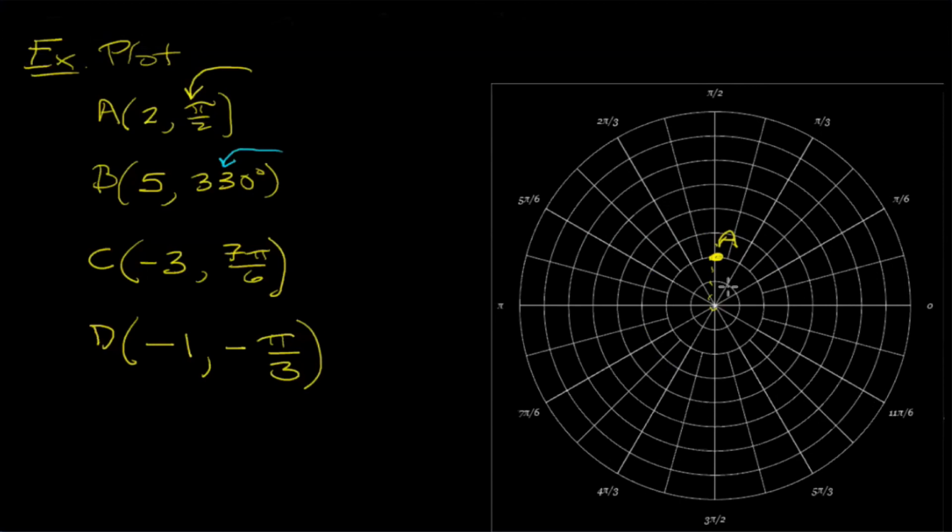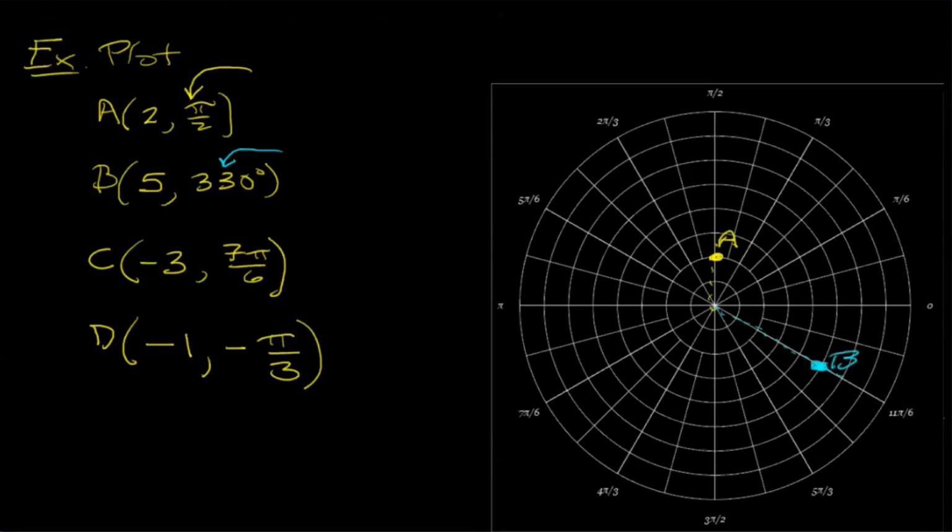So I'm here. So I need to be here. And it's 5 units away from the pole. So 1, 2, 3, 4, 5. And notice I'm moving towards the angle that I rotated to, towards the label of that angle. So then this point right here is point B.